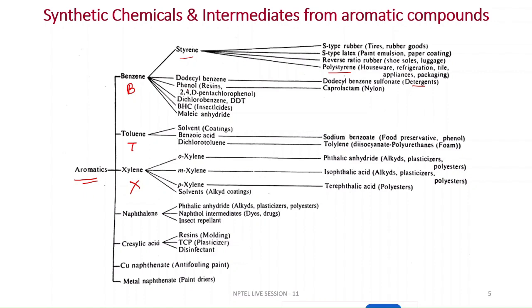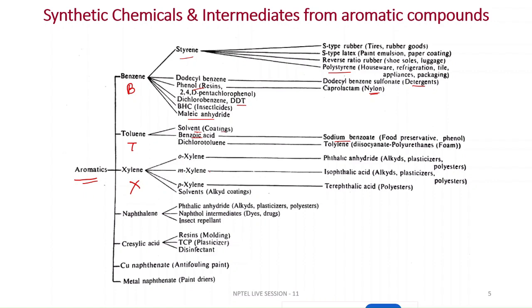From the benzene we can also produce phenol, which is usually used in nylon making. Also we can derive DDT, maleic anhydride. Some of the production of these compounds from the benzene we will be discussing further. Just like toluene is hugely used in solvents, coatings, benzoic acid production. So from there it produces sodium benzoate.